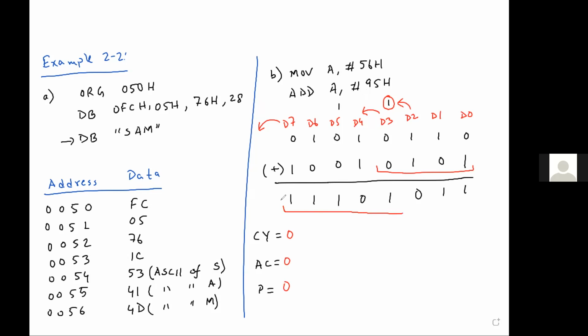See, the result is stored in the accumulator register. That is, register A is known as the accumulator. So the parity flag will always count the number of 1 bits in the accumulator register. I repeat, the parity flag will always count the number of 1 bits in the accumulator register. In this accumulator, how many 1s do we have? 1, 2, 3, 4, 5, 6. So we have six 1 bits. If we have an even number of bits, parity will be 0, and vice versa.